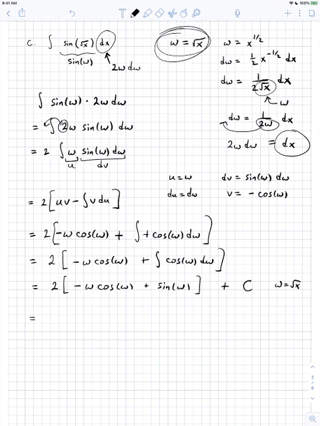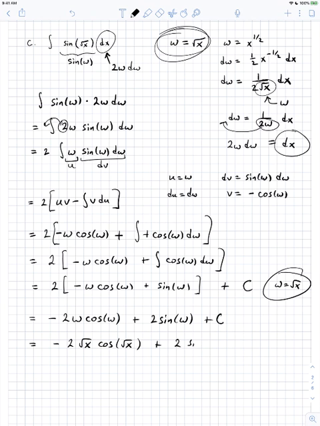That's easy enough. So let's multiply that 2 in there as well. So we're going to have minus 2 times w cosine w plus 2 sine w plus a constant. And now let's plug in that w equals the square root of x. So minus 2 square root of x cosine square root of x plus 2 sine square root of x plus c. And there's your answer.